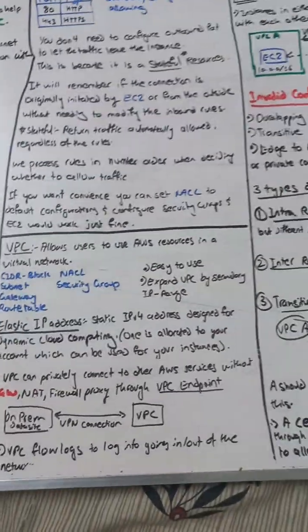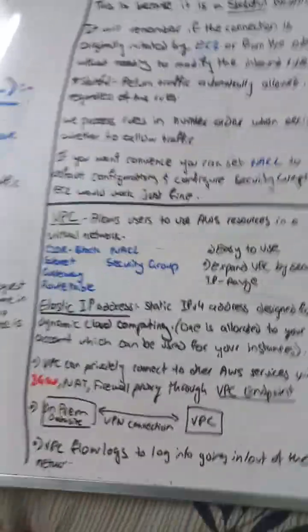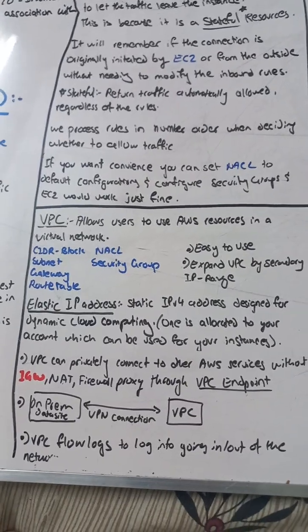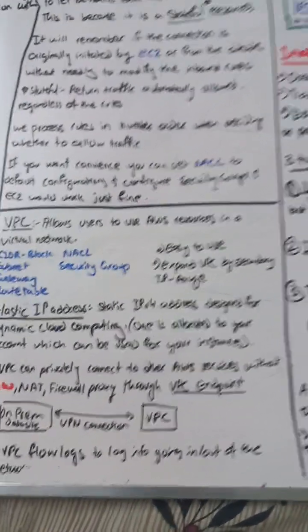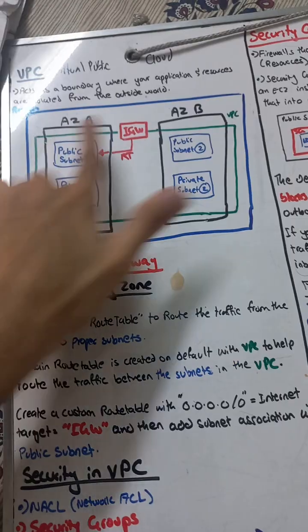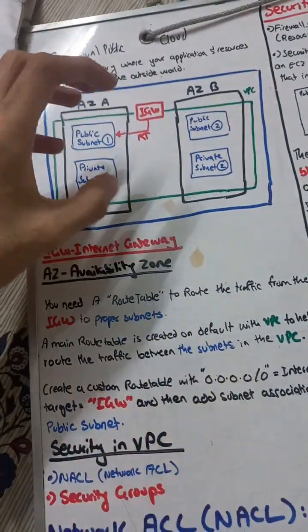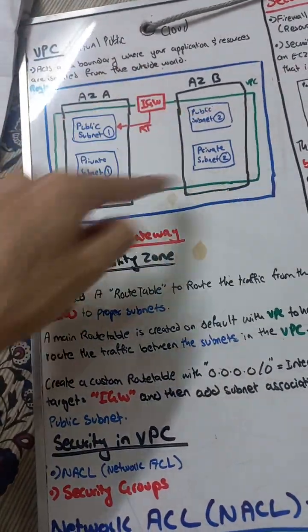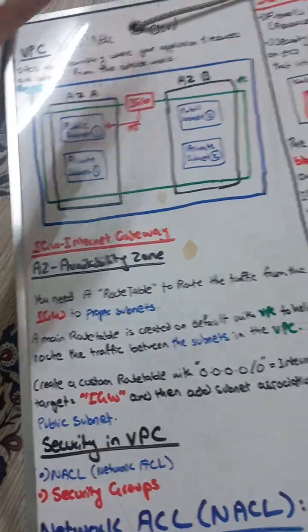Okay, so some more information about VPC. VPC allows the users to use AWS resources in a virtual network. So this was a virtual network that you were creating, a boundary through which your resources were kept isolated from the outside world.